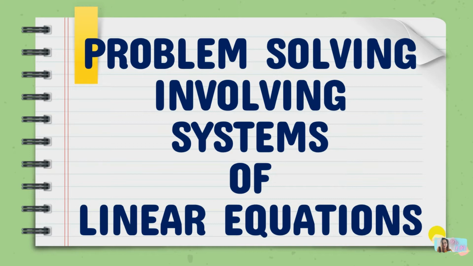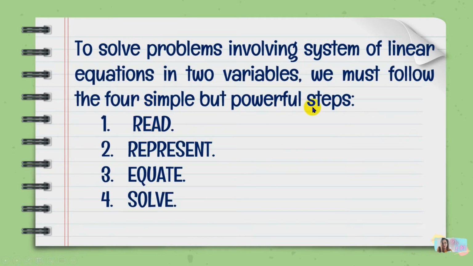So we all know that there are 4 simple but powerful steps that we can follow. First is to read the problem multiple times if it's needed, and then step 2 is to represent. We have to represent what is asked using the 2 variables. And then 3, we have to form equations, and since we are on systems of linear equations, meron tayong dalawang linear equation na mabubuo. Then 4, we have to solve the problem.